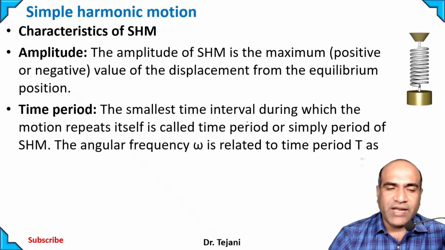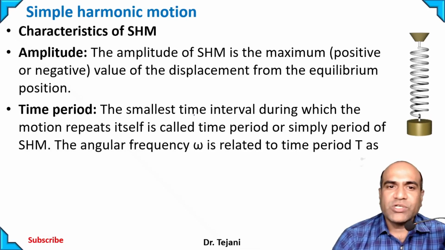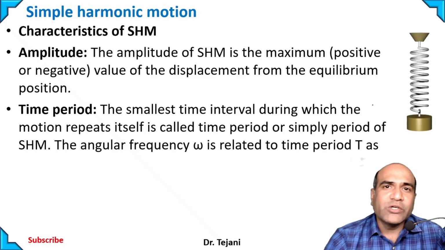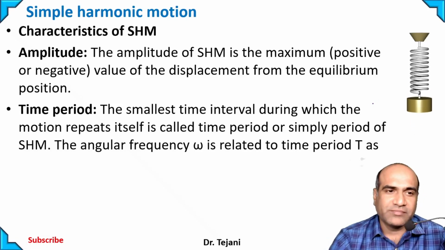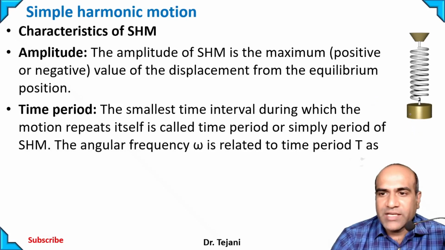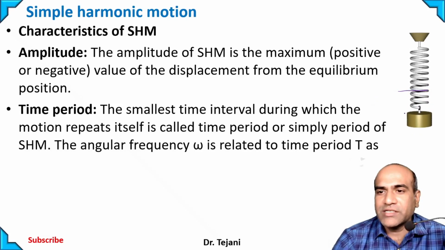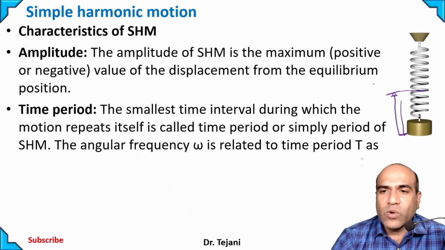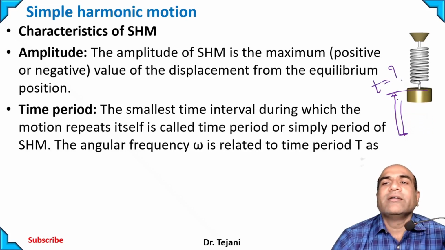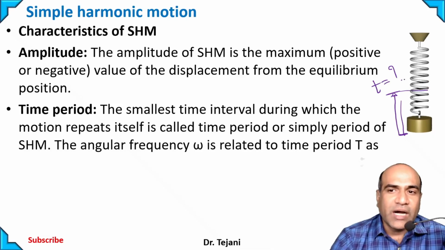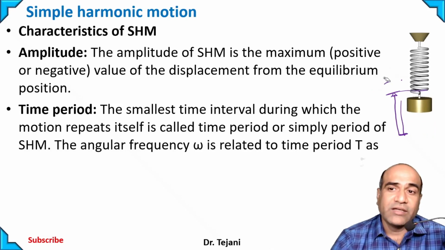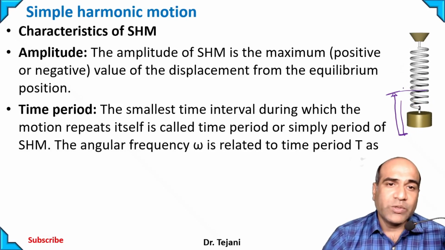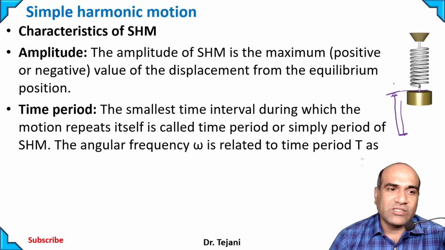Then what next? Time period. It is the smallest time interval during which the motion repeats. So it is the time required to repeat the motion, right? You see the body is moving from this position, going to this, and again returning back to its original position. So what time is required to complete one complete oscillation? The time required for one oscillation, or the time required for one repetition, is known as the time period.